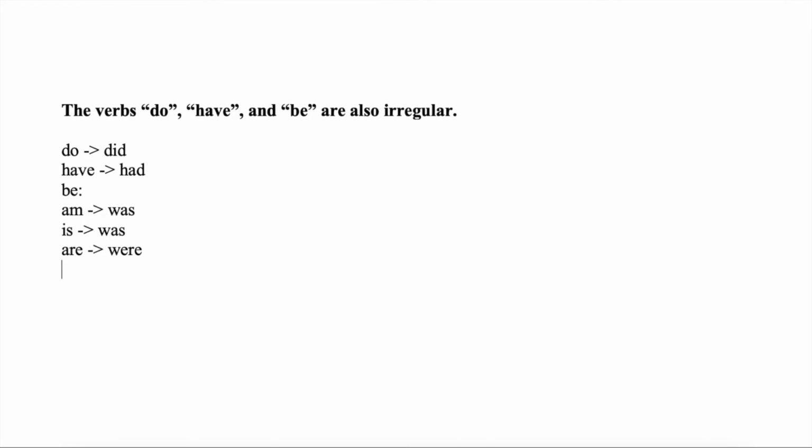The verbs do, have, and be are also irregular. Do, did, have, had. The different forms of be are: am changes to was, is changes to was, and are changes to were.